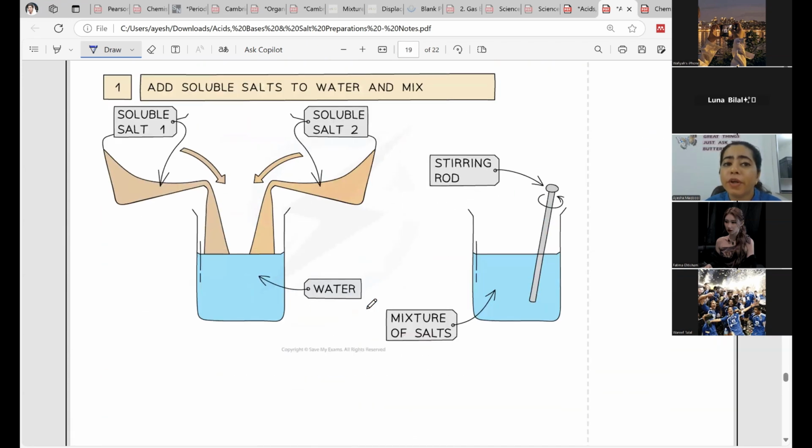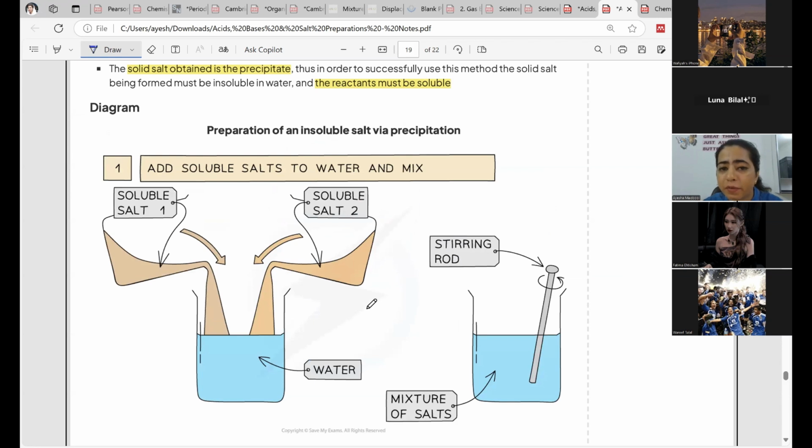Okay? So, we are not going to use any sulfuric acid over here or any acid or alkali, because in this precipitation method, specifically, we need two salts to start the reaction.